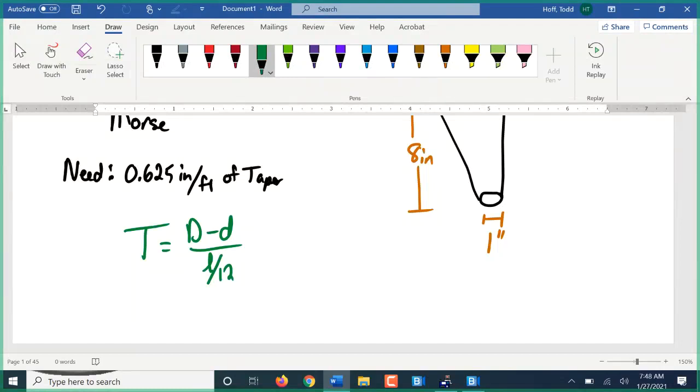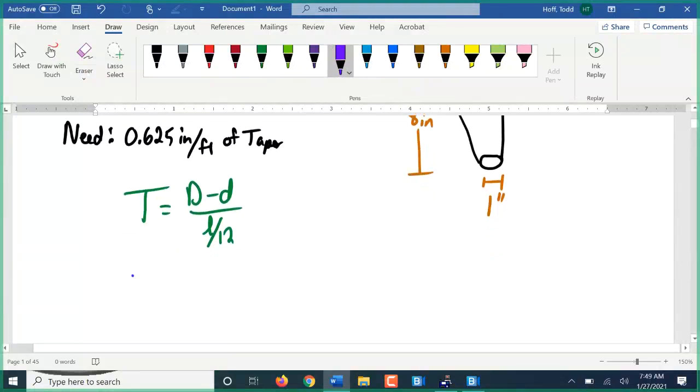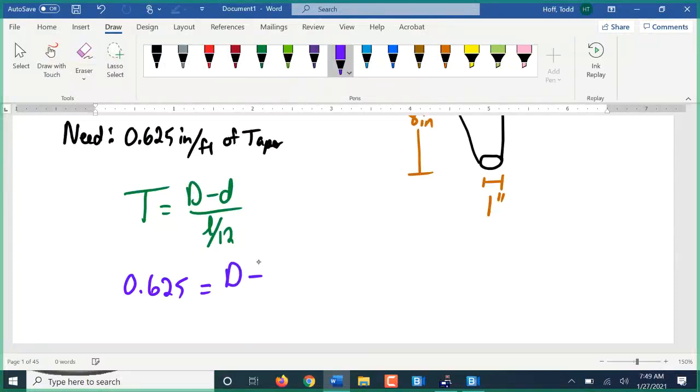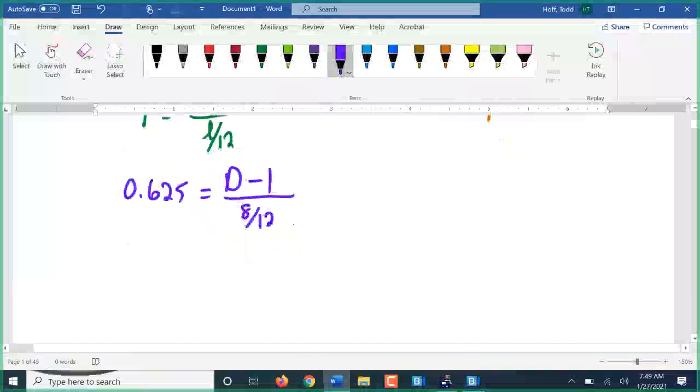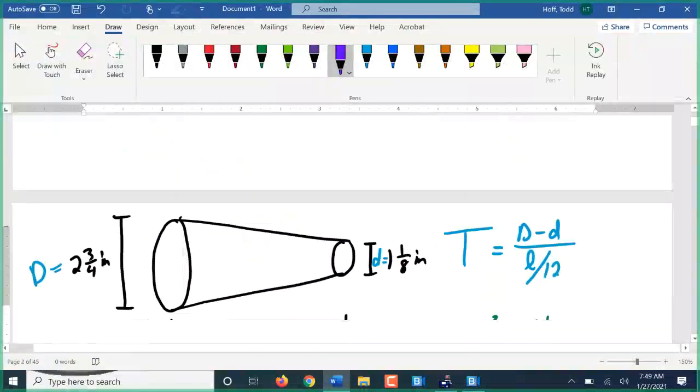Taper is big D minus little d over L divided by 12. We know the taper here. We know T is 0.625. Don't know big D. No, little d is 1. L is 8, so that's 8 divided by 12. Now we're going to solve this.